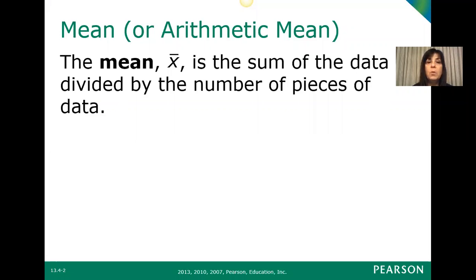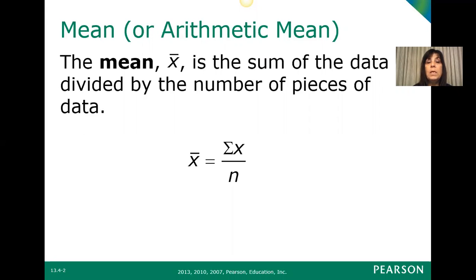The symbol that you might see for the mean is an X with a little bar over it. To get the actual average or the mean, we take the sum of the data and divide it by how many pieces of data we have. So the symbol for that formula looks something like this. It looks pretty complicated, but again, it's just a notation. So again, the X bar represents the mean.